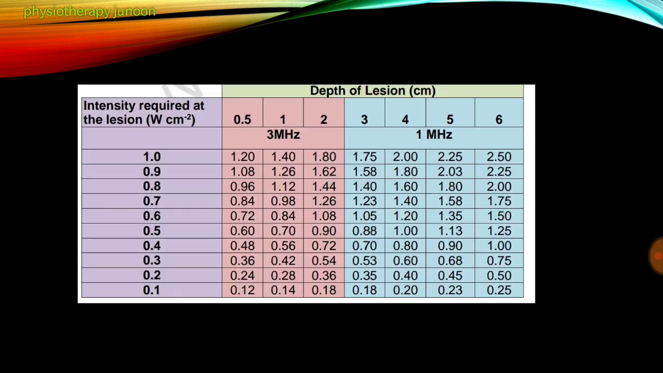In the table, this shows the intensity required at the lesion, the depth of the lesion, divided into two parts, 1 megahertz ultrasound and 3 megahertz ultrasound. Okay, the intensity required in W/cm². According to this table, the acute phase is treated with 3 megahertz, and in the chronic phase we use 1 megahertz.